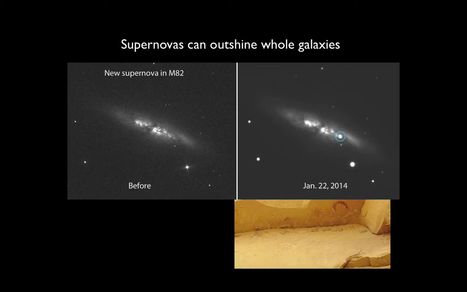Higher mass stars die much more spectacularly in what we call supernova explosions. Supernovae can outshine entire galaxies. There was a recent supernova in the galaxy M82, and here's the before and after shot. You can see that once the supernova went off, it was as bright as the entire galaxy combined. And as we'll learn in future classes, galaxies of this size tend to have almost 200 billion stars in them. So in one moment, that star became as bright as 200 billion stars put together.